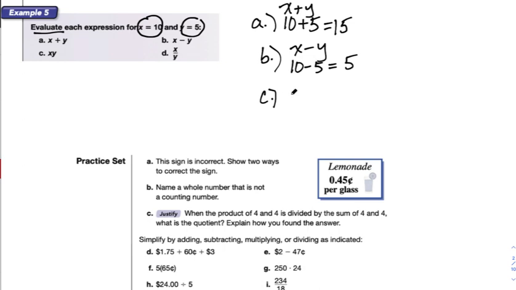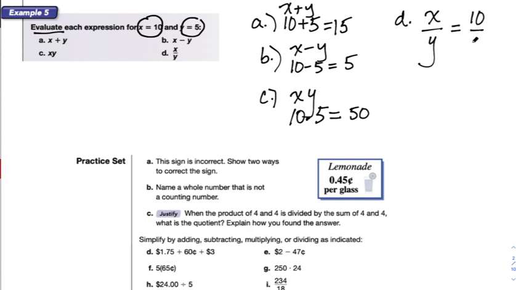C is going to be XY, which really means, when there's no symbol given between, it means to multiply. So this means 10 times 5. We know that is 50. Our final example is part D here. We have X over Y, or X divided by Y. And so what I do is say 10 divided by 5. And the answer to that is 2.